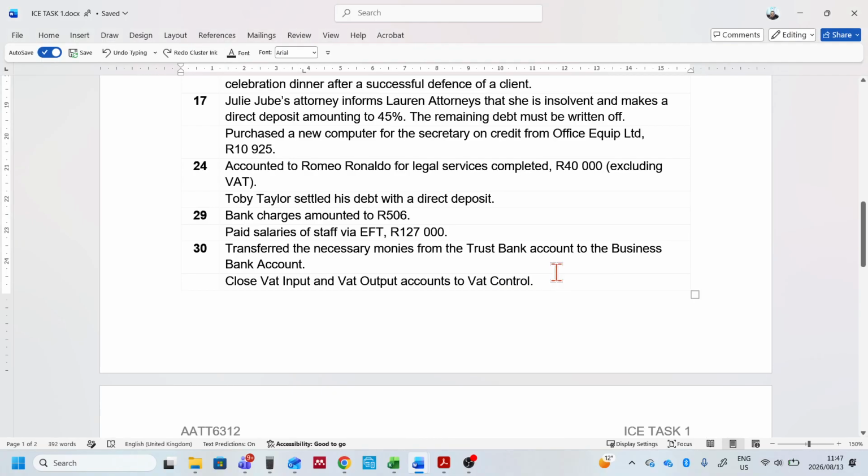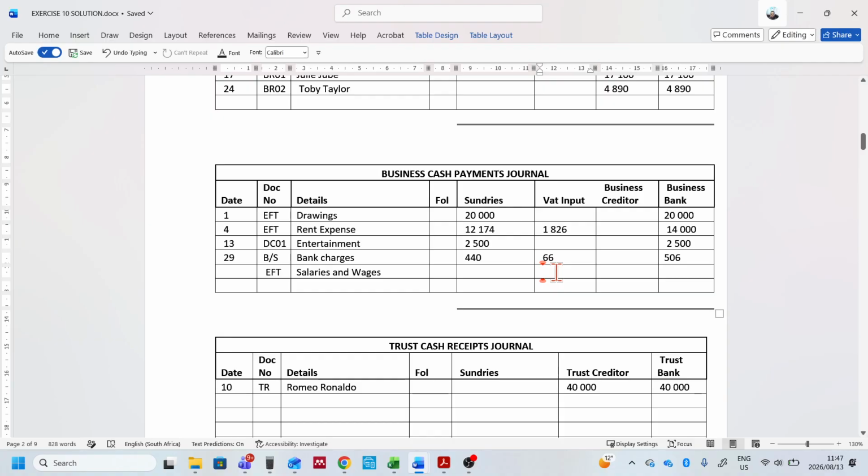On the same day, you paid salaries of staff via EFT. So this means that here we're then going to indicate that we paid 127,000 and also on sundry 127,000. There is no VAT because these are tracked income tax. And this then concludes the normal transaction.